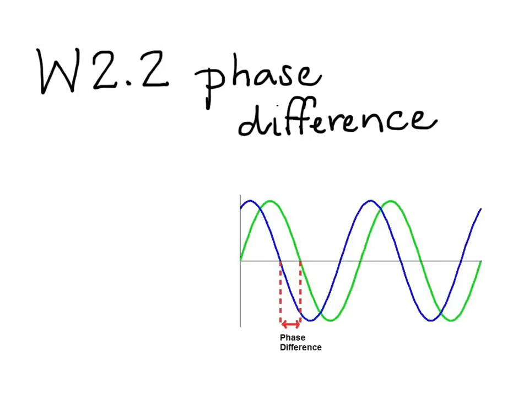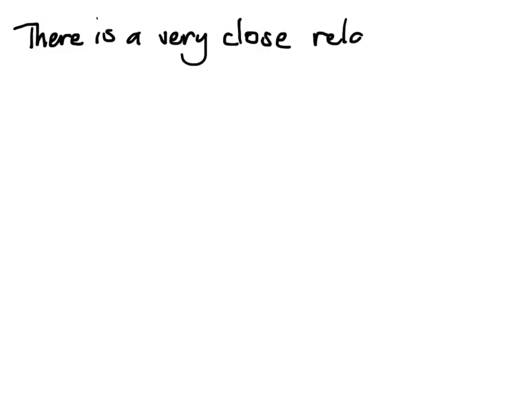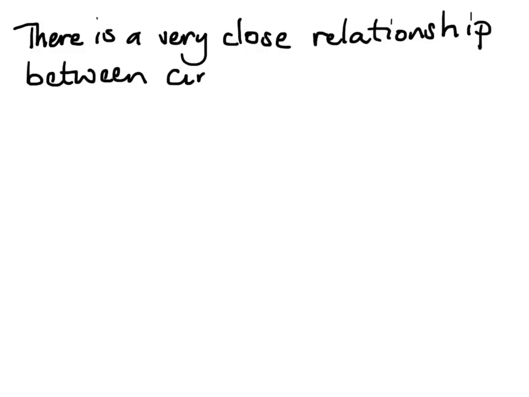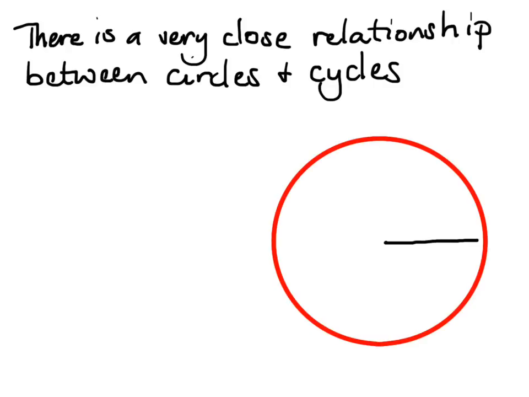W2.2 is about something called phase difference. Now there's a very close relationship between circles and cycles. They don't seem very similar at first, but they're both repeating motions. If something is rotating, it's going around in circles. If it's oscillating, it's going through cycles.